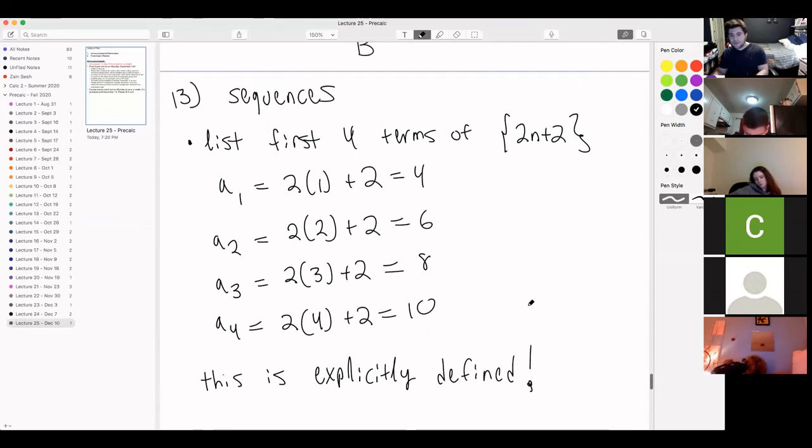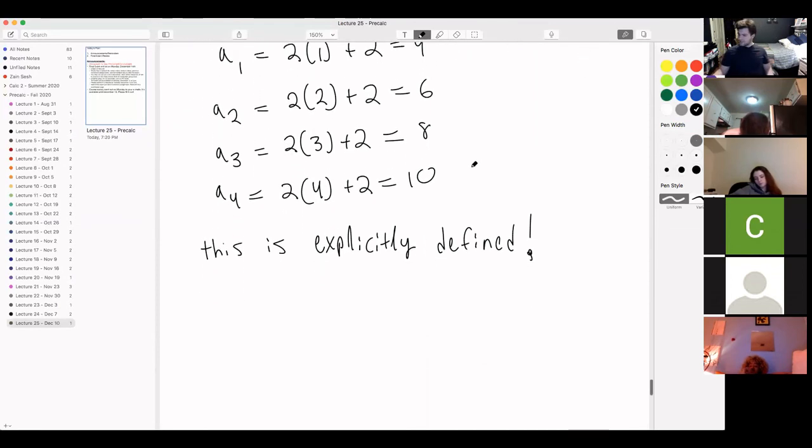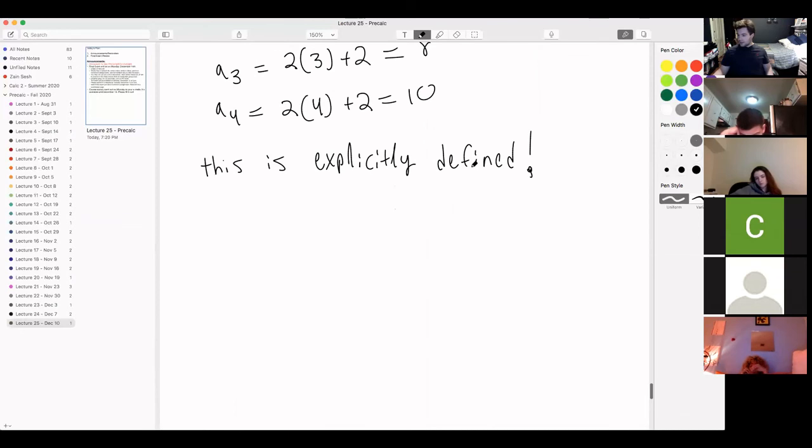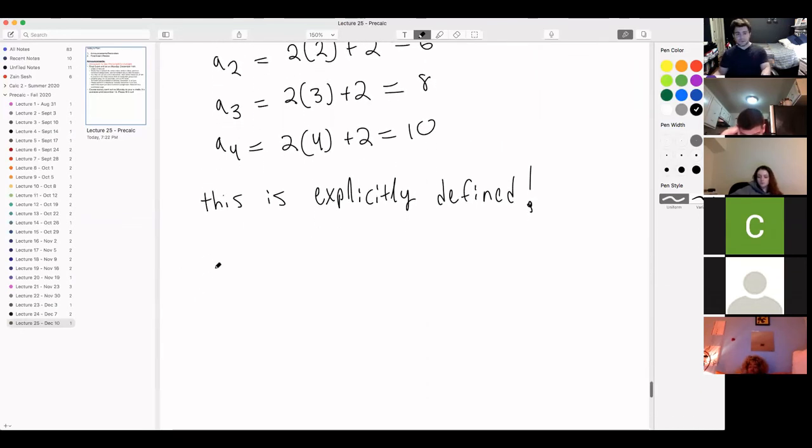Reason being is because I have a formula here. I don't need to use previous terms or anything like that. I just plug into one formula. All right, so you'll have something like this. Okay, good. Now let's talk very quickly about arithmetic and geometric sequences.